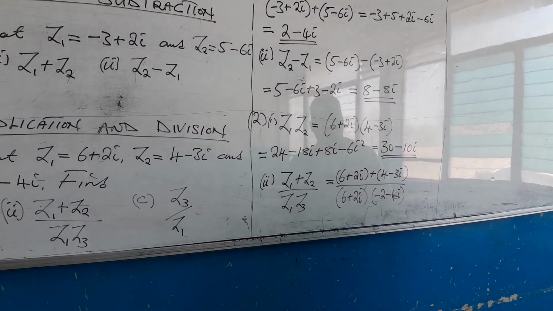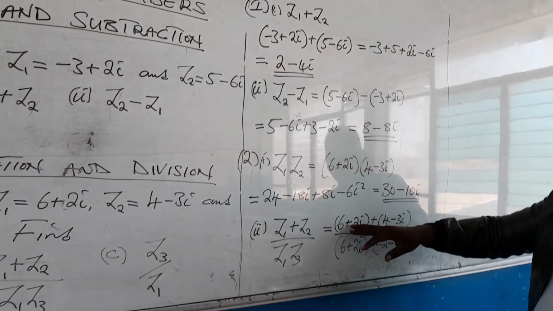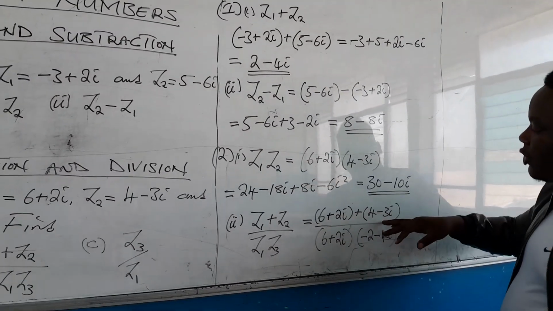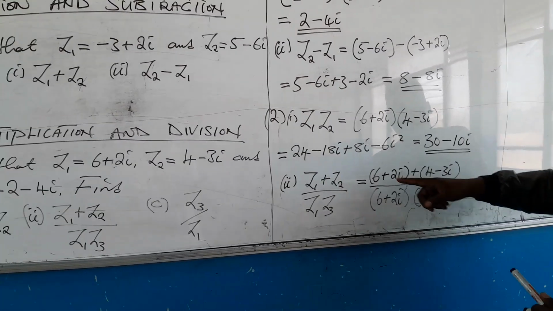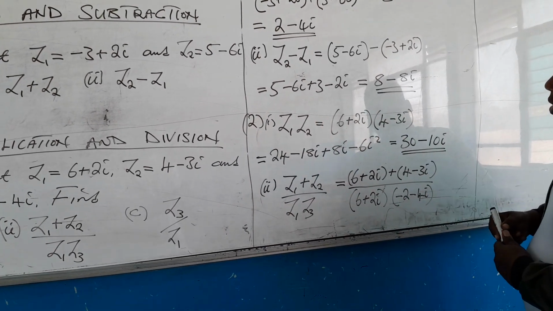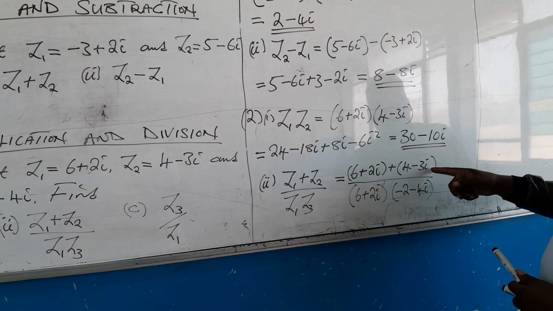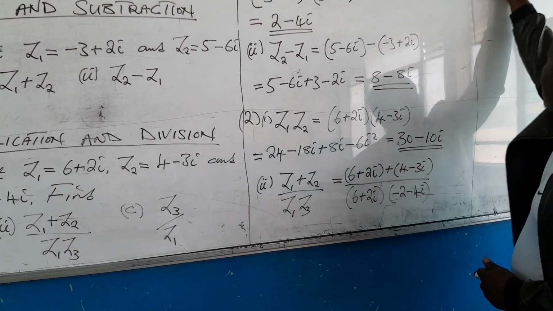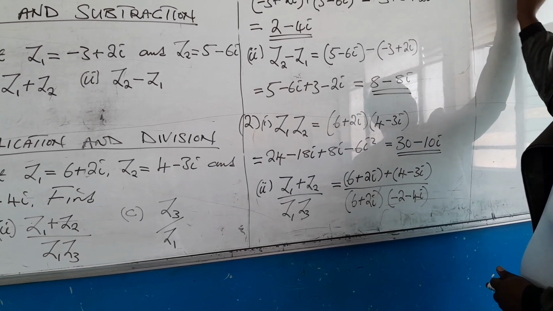Okay. So now, we're going to add the real part, because this is addition, the real part to what is real, the imaginary to what is imaginary. So 6 plus 4 is going to give us 10. Then 2i minus 3i is going to give us minus i.